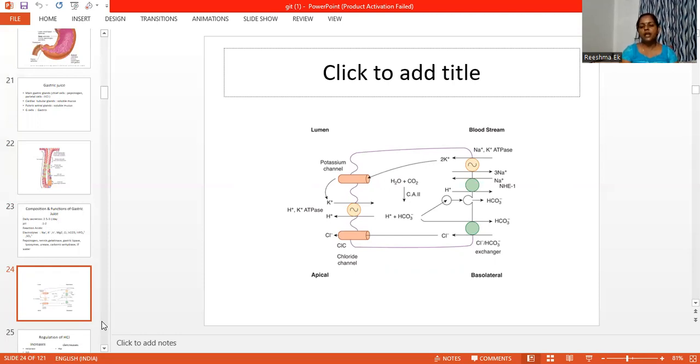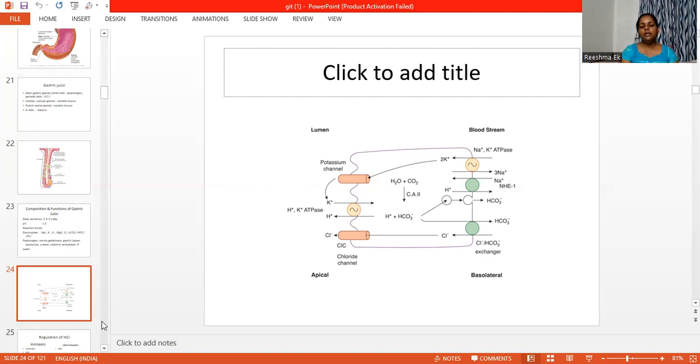Cl minus ions actually diffuse from the blood. Cl minus is seen in the form of NaCl. So in the blood, NaCl splits into Na plus ions and Cl minus ions. This then diffuses into the parietal cell. From the parietal cell, the Cl minus ions diffuse into the lumen of the parietal cell.